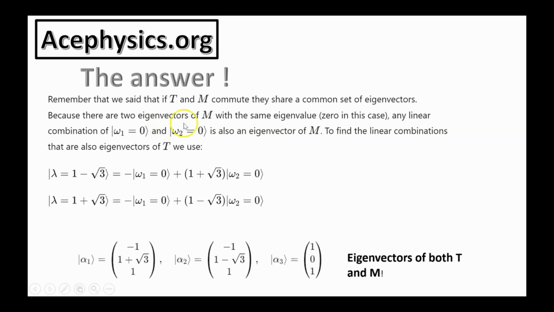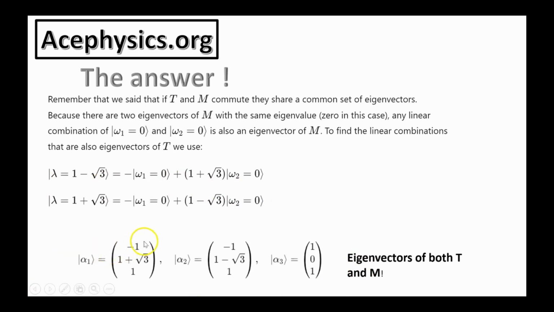So remember that we said if T and M commute, they share a common set of eigenvectors. Because there are two eigenvectors of M with the same eigenvalue, 0 in this case, any linear combination of omega 1 and omega 2 is also an eigenvector of M. So I can take linear combinations of these eigenvectors to get this eigenvector. So in order to simultaneously diagonalize the matrices, these are the eigenvectors. These eigenvectors are eigenvectors of both matrices.